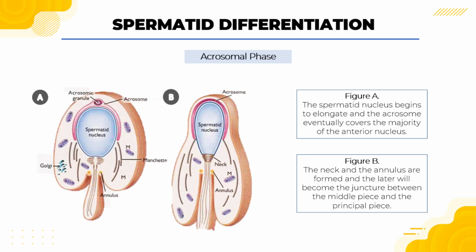The neck and the annulus are formed as shown in figure B, and the latter will become the junction between the middle piece and the principal piece. Notice that all components of the developing spermatids are completely surrounded by a plasma membrane.